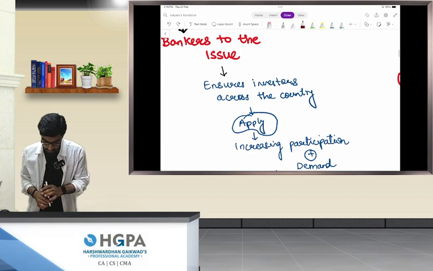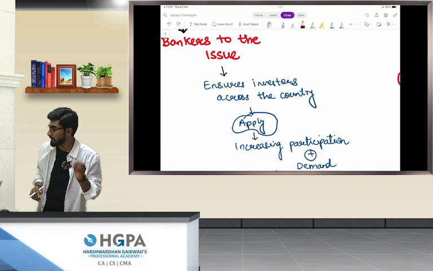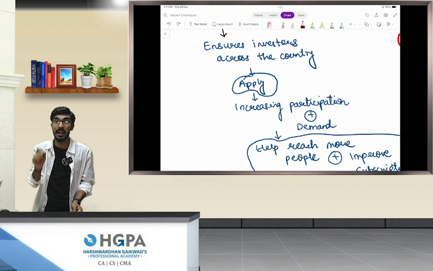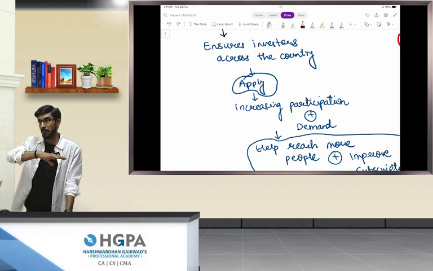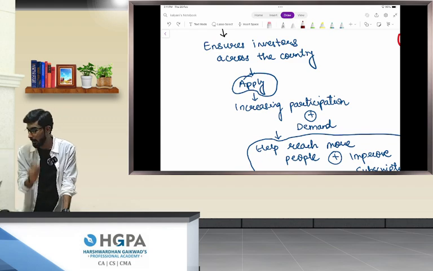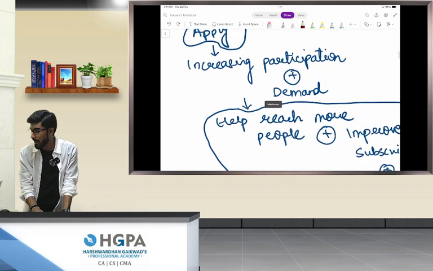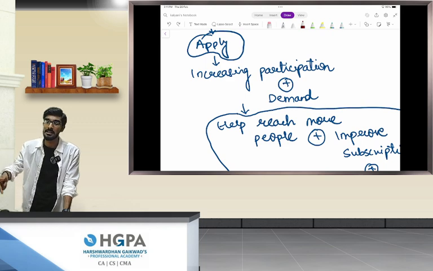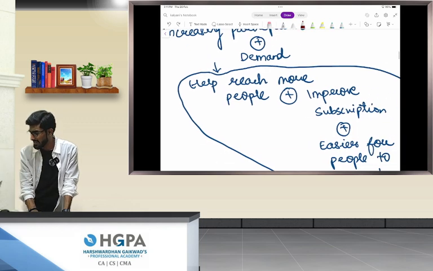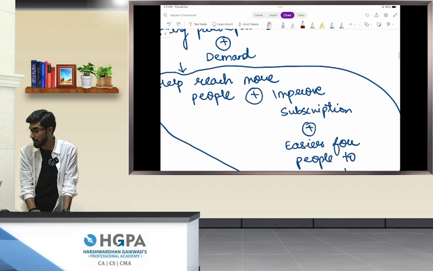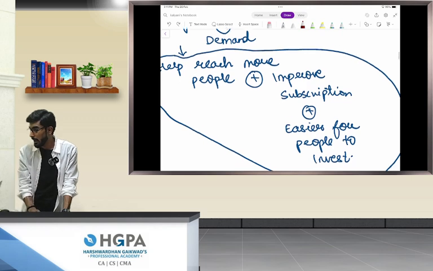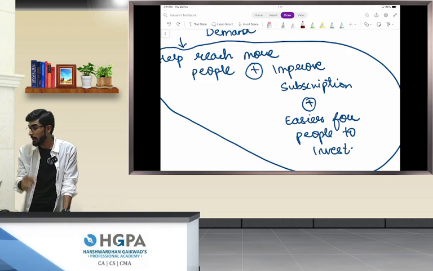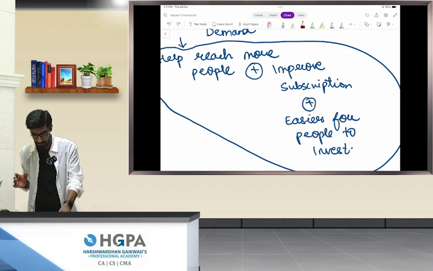Next is bankers to the issue. Bankers to the issue ensure that investors across the country are able to apply for the IPO. Their duty, their responsibility, is to increase the participation of all the investors plus increase the demand for shares. Basically, people, they help reach more people so that the subscription will improve, and at the same time bankers also make sure people find it easier to invest in the companies.